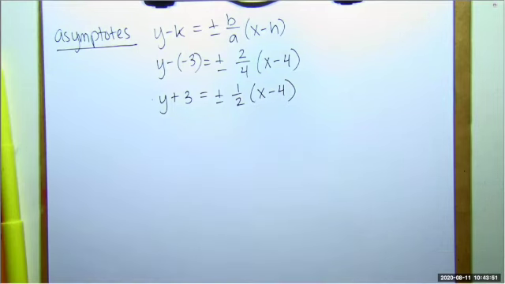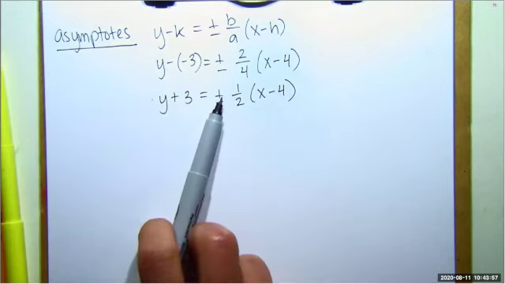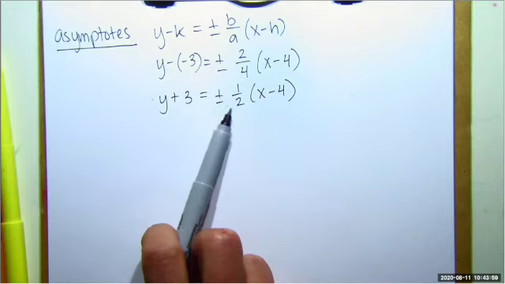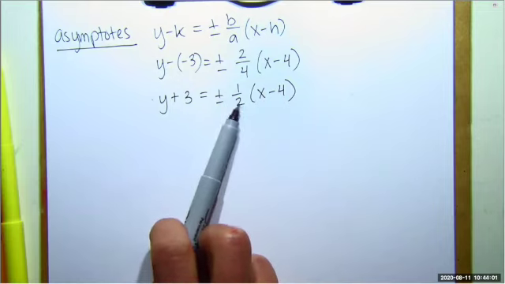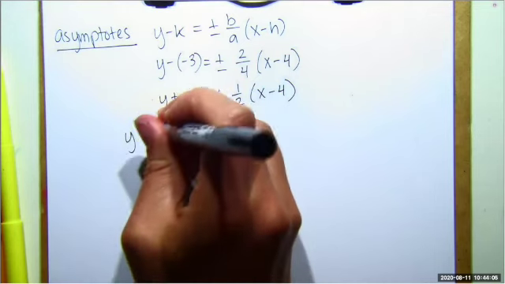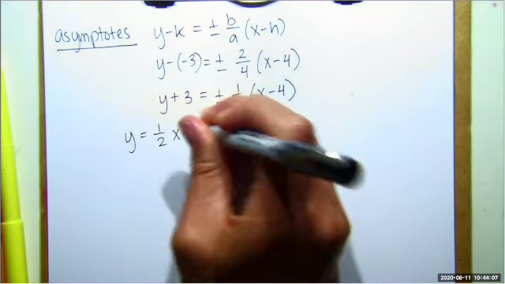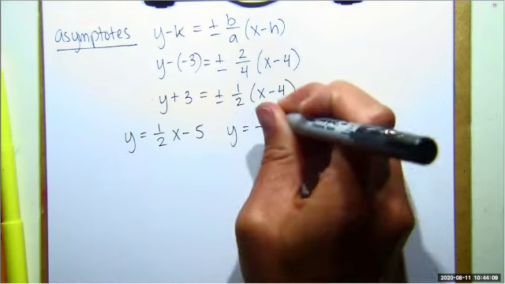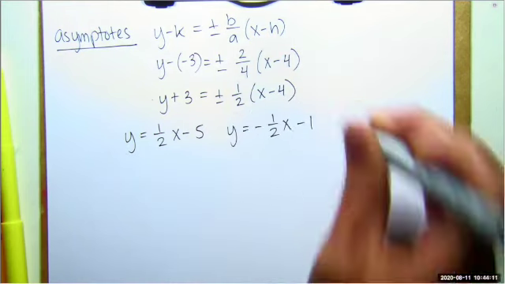Usually when we have lines, we like to write them in slope-intercept form. So to get them there, we would break this up into 2 steps. We'd have one asymptote with slope plus 1/2, one asymptote with slope minus 1/2, and then multiply this out and solve for y. That gives us y is equal to 1/2 x minus 5, and y is equal to -1/2 x minus 1.